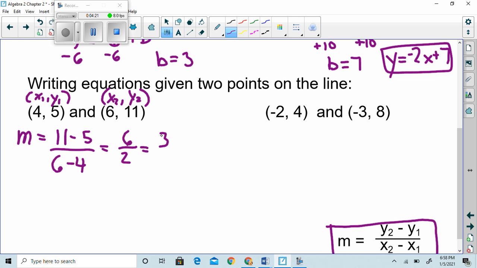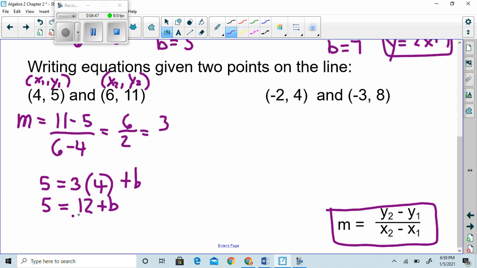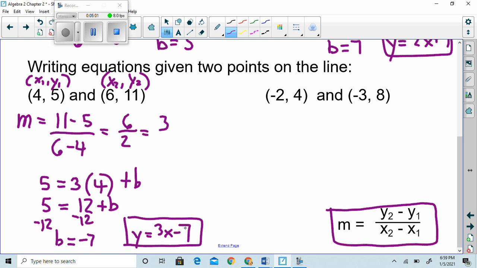Now I need to find the y-intercept like I did in the previous type. I have my y, I'll use the first point, 5 is equal to, we now have a slope, we have an x coordinate, and we're solving for b. 5 is equal to 12 plus b. I'll now do a little subtraction here, subtract 12, and we'll see that b is equal to -7. Just the information we need. We have y is equal to 3x minus 7.